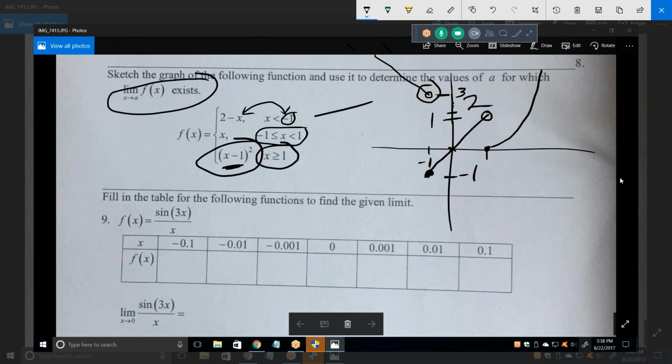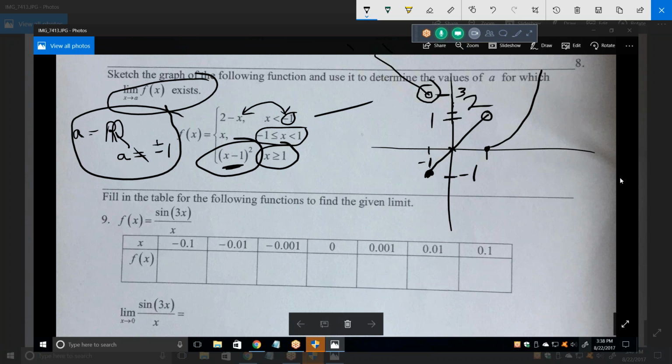So the answer is: all real numbers, except A does not exist at plus or minus 1. So that's the kind of answer they want. Why they would ask a question like that, I don't know. Wouldn't it make more sense to say, where does it not exist?